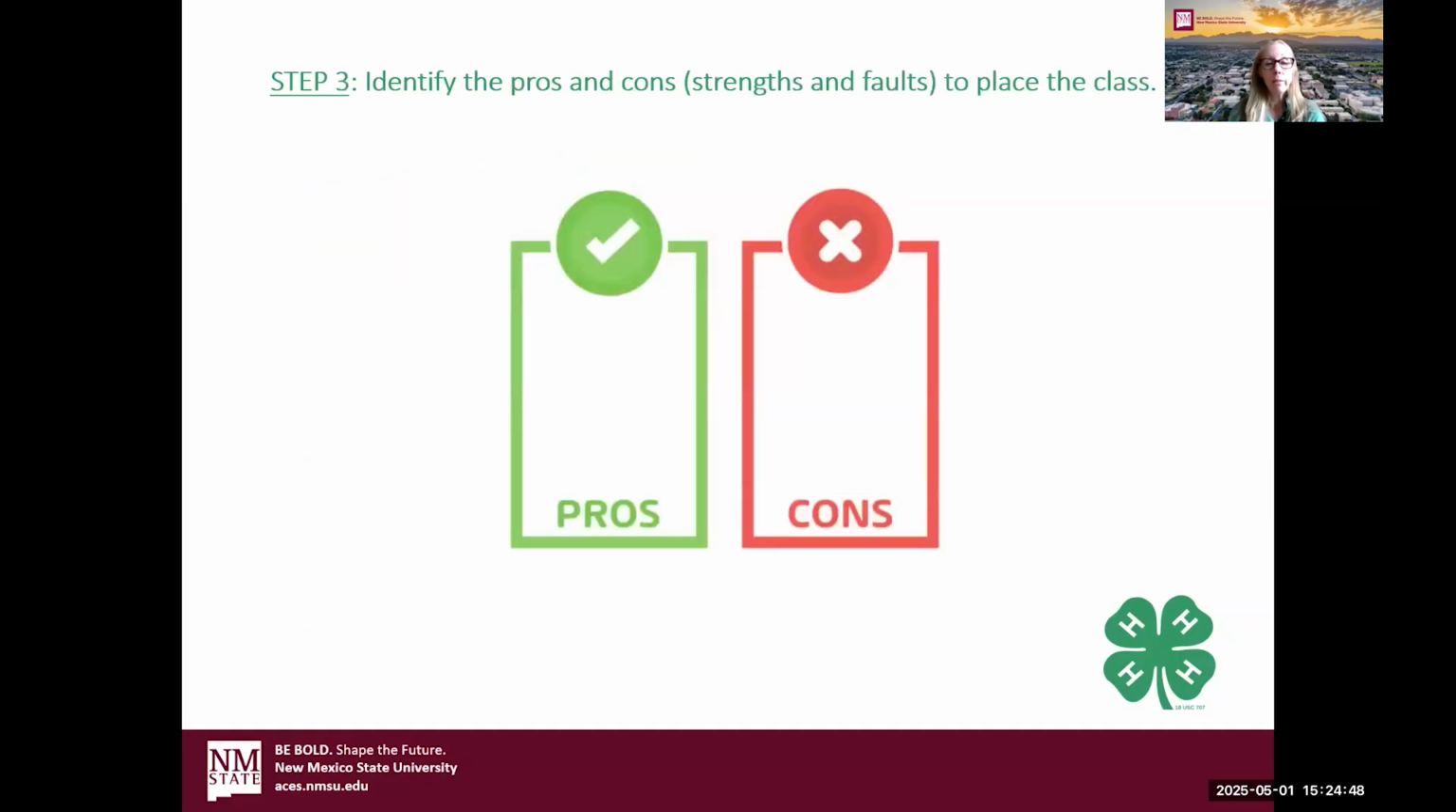In step 3, we'll identify the pros and cons, usually in a list, for each of those products within that class. And that's going to help you first of all place your class, and then organize your reasons, because you'll refer back to these for information to speak about.